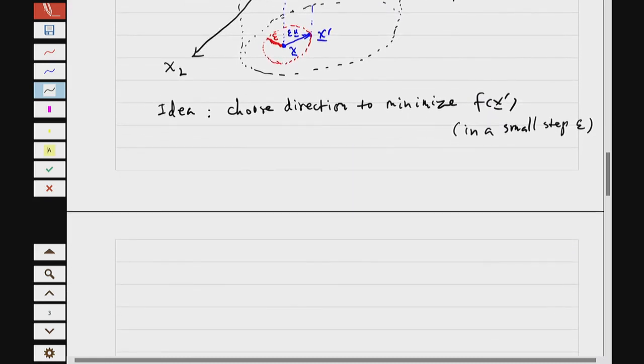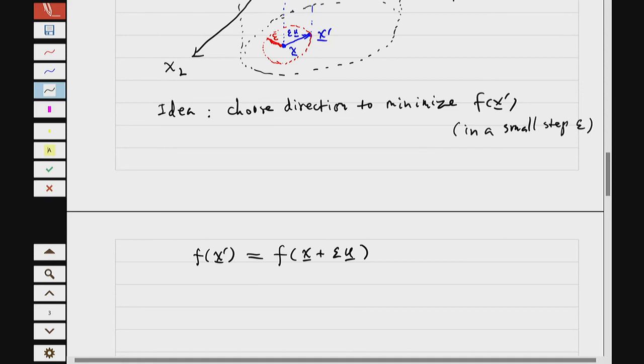Right. So we want to minimize f of x prime. Let's write down what f of x prime is. It is f of x plus epsilon u. And we want to pick the u to minimize this one. How do we pick the right u to minimize this? That's the question, right? Not easy because this function could be very complicated. How do we know what u to pick?